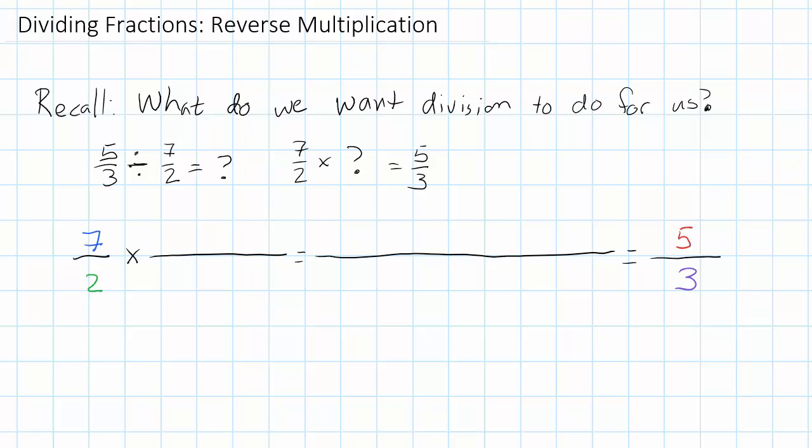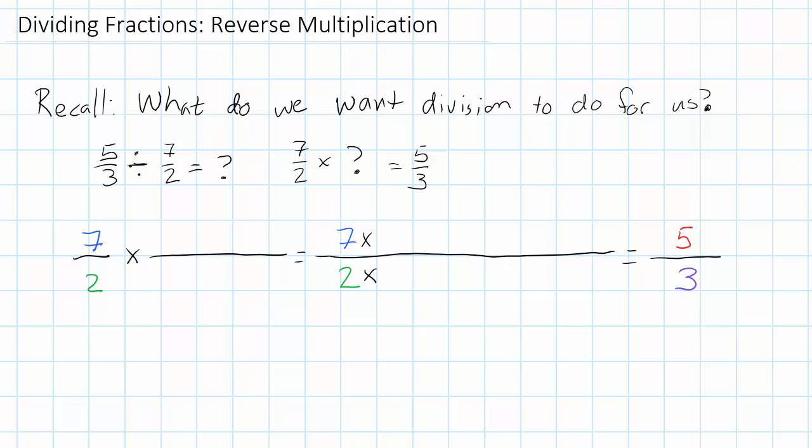So this is our goal. We want to multiply our 7/2 by some unknown fraction and get 5/3 as the result. Well, when we multiply 7/2 by our unknown fraction, our numerator is going to be 7 times whatever our unknown numerator is, and our denominator is going to be 2 times whatever our unknown denominator is.